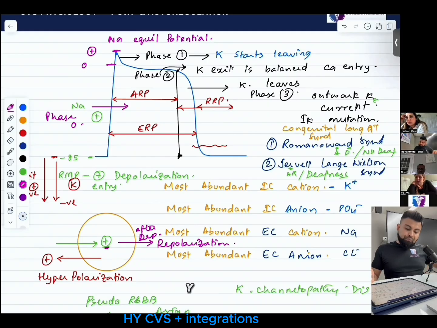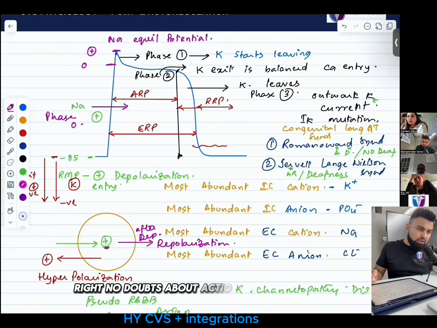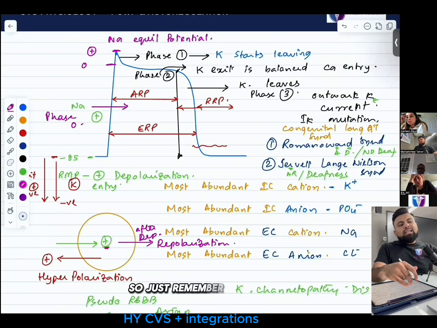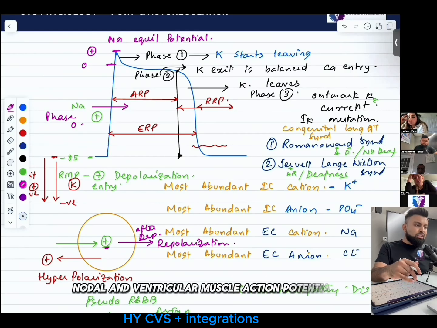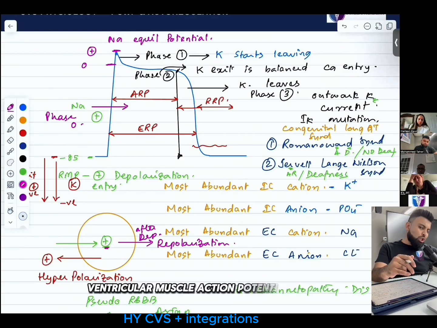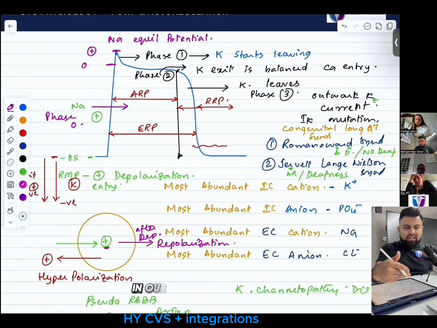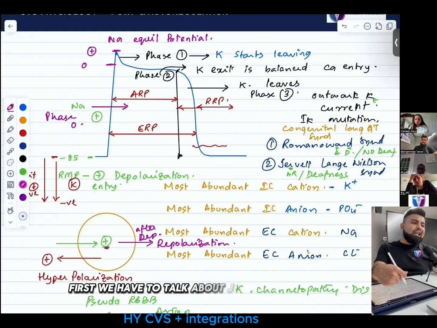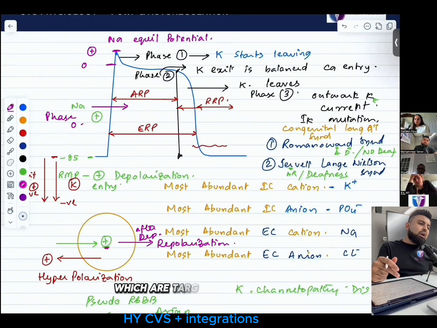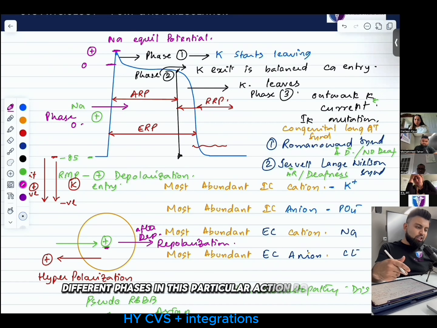So far, is the action potential clear for everyone? Yes, sir. No doubts about the action potential. So just remember, nodal and ventricular muscle action potential. Right now this is the ventricular muscle action potential only. We will cover the nodal action potential in our next section, where I will discuss the medications. We will go through different drugs which target different phases in this action potential.